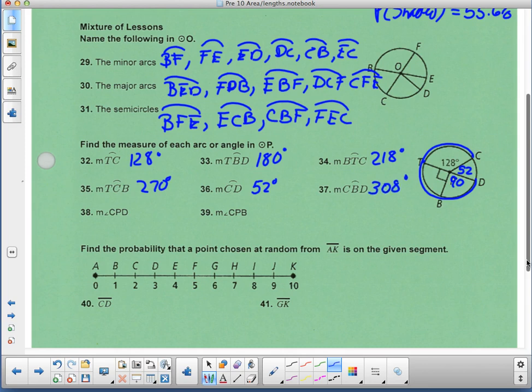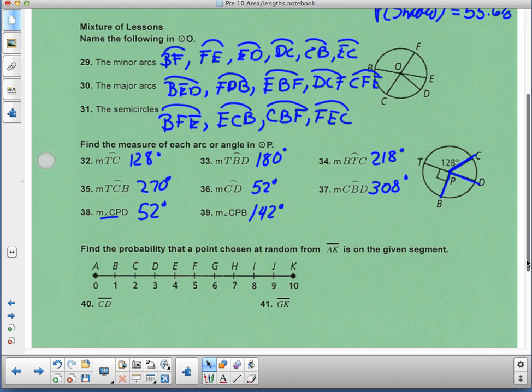And 38, I got CPD, and CPD is this angle. Notice the notation, and that's 52 degrees. And then angle CPB is 52 plus 90, which is 142.